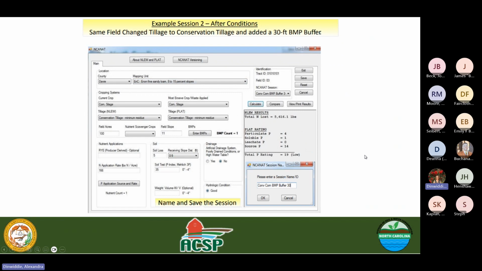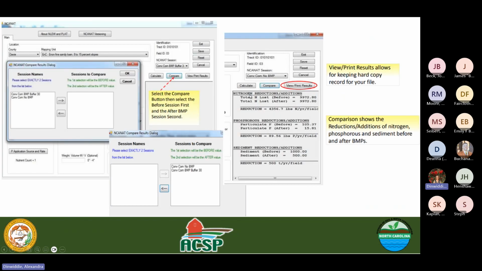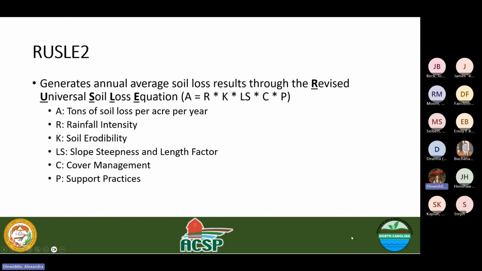The after condition is that it's the same conditions except for changing the tillage to conservation tillage and adding a 30-foot buffer. And you calculate NLU and PLAT for each of those different scenarios. And then you hit the compare button and it gives you a before and after, and then the reduction. So these results are what you keep for the hard copy in your record file for conservation practices. And it allows you to calculate that soil savings for contracts.